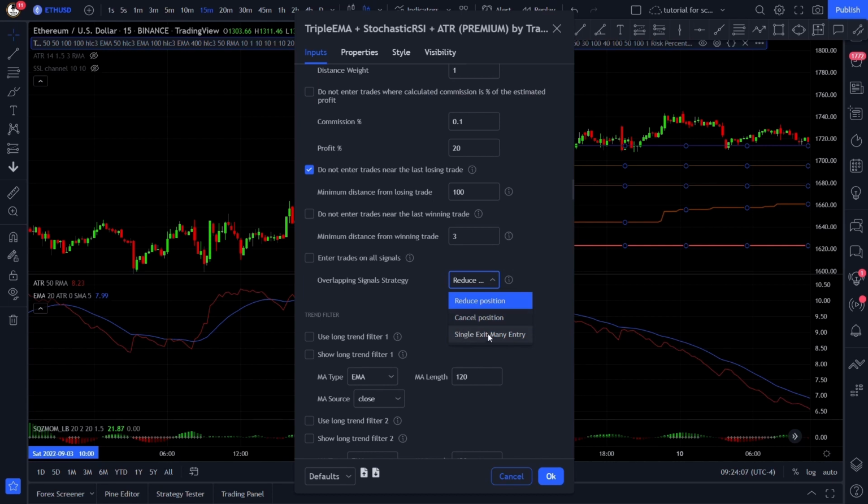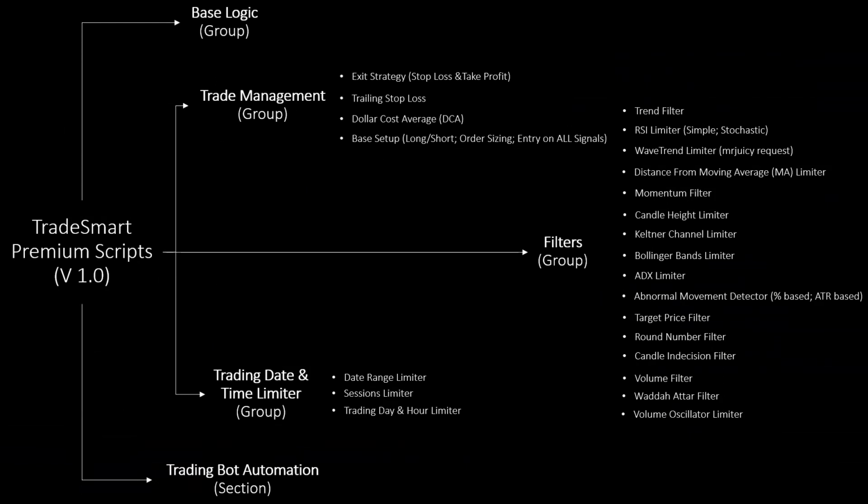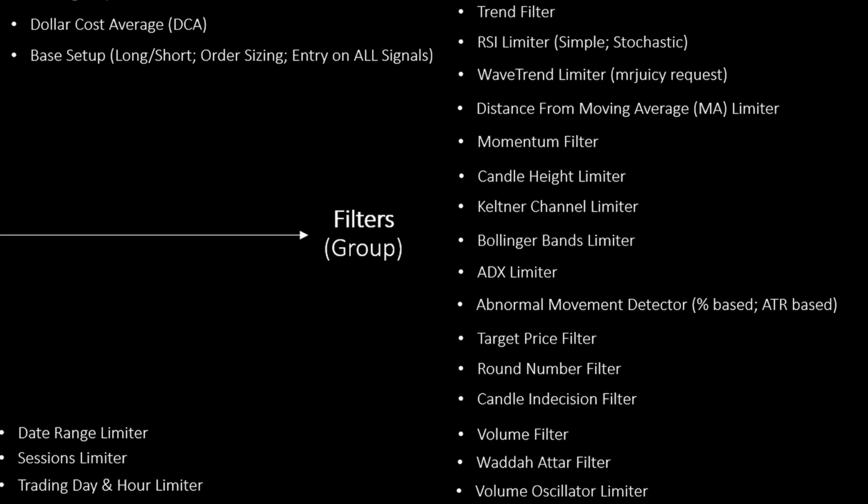The last option is single exit many entry. This means that the strategy will enter into all the long and short positions, but when a long position exit occurs, it will exit all the long positions, and when a short position exit happens, it will close out all of the short positions. And with that said, we went over all of the subsections in the trade management group. Now we can move on to the next big group, which is the filters group.